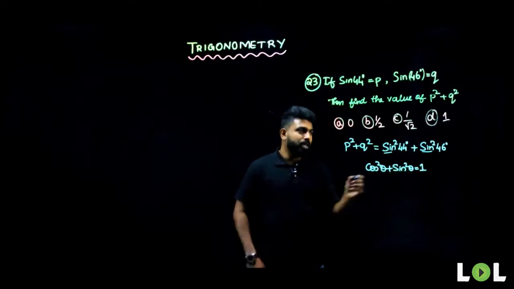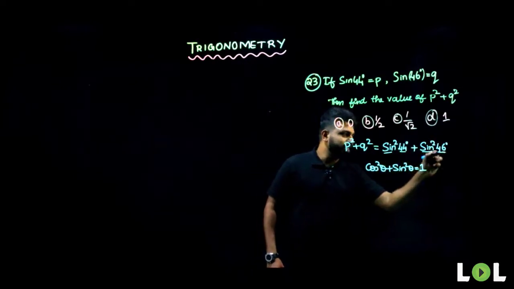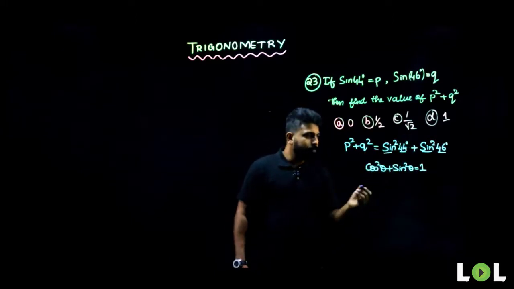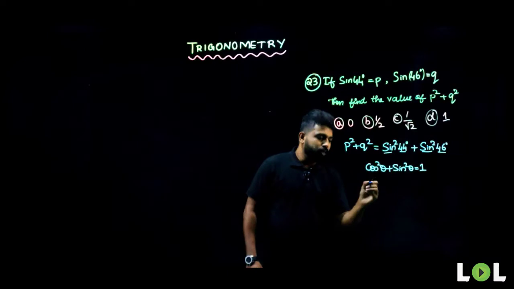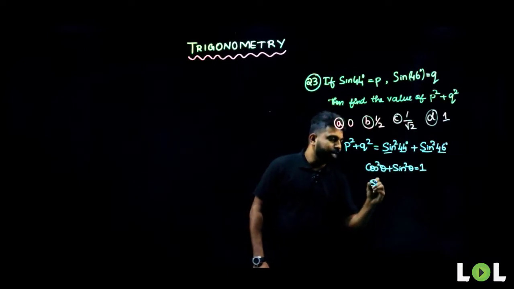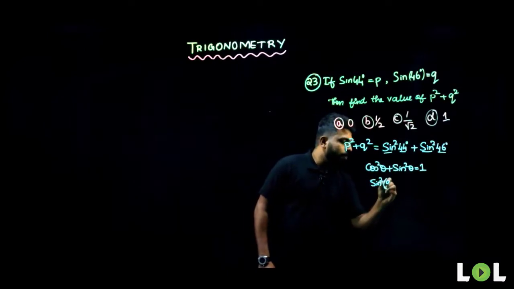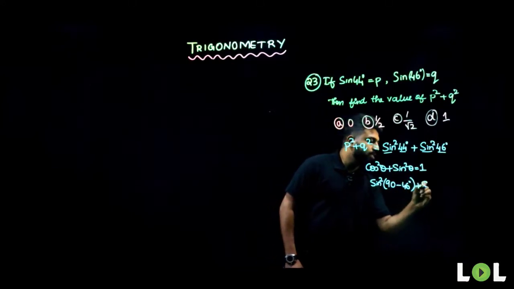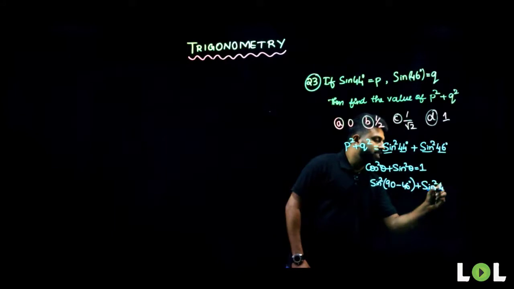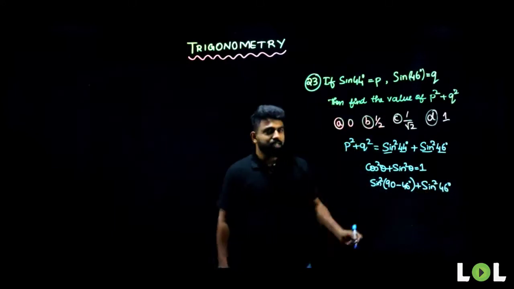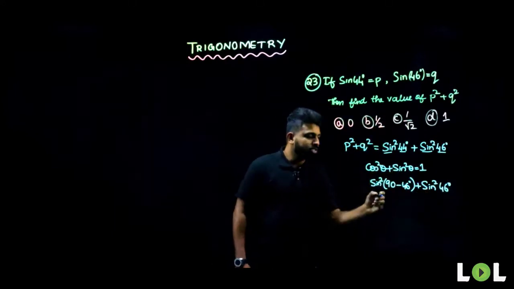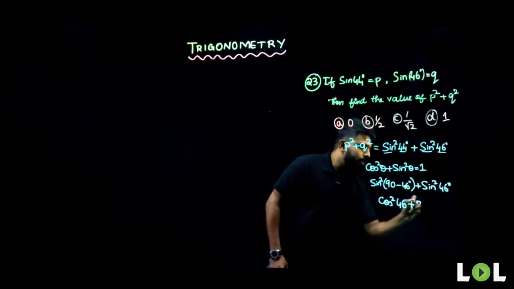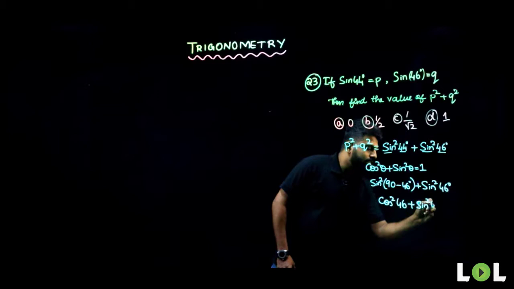How do we do that? Look at it carefully. 44 and 46 are nothing but complementary angles. So I can convert any one of them. Instead of writing it as sine square 44, I'll write it as sine square of 90 minus 46 degrees plus sine square 46 degrees. We know that sine of 90 minus theta gives me cos theta. So the value of this will be cos square 46 plus sine square 46.